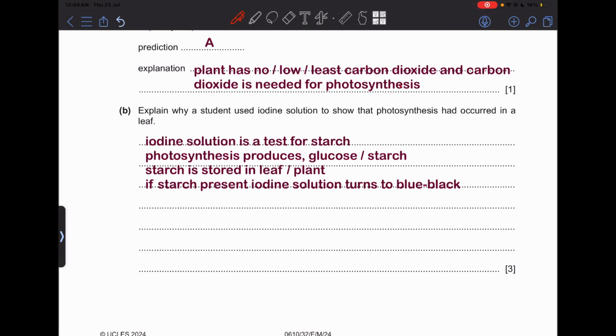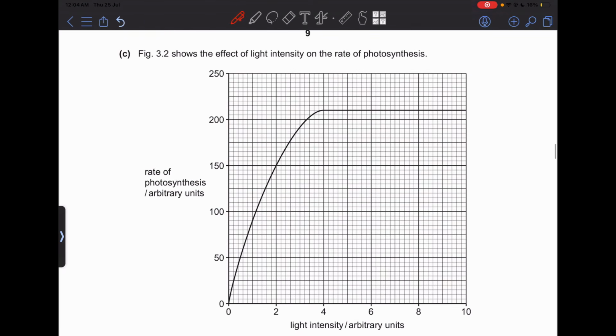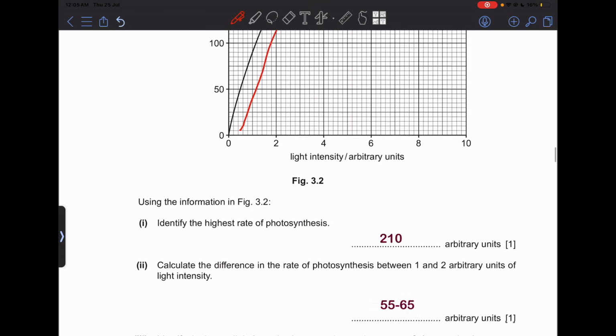Now, if there was no photosynthesis, there will be no glucose, because of course, there is no energy produced. Now, starch is stored in the leaf or in the plant, so if starch is present, the iodine will turn blue-black. C says, figure 3.2 shows the effect of light intensity on the rate of photosynthesis. So as we can see, it was increasing until a certain point, and then it was constant.